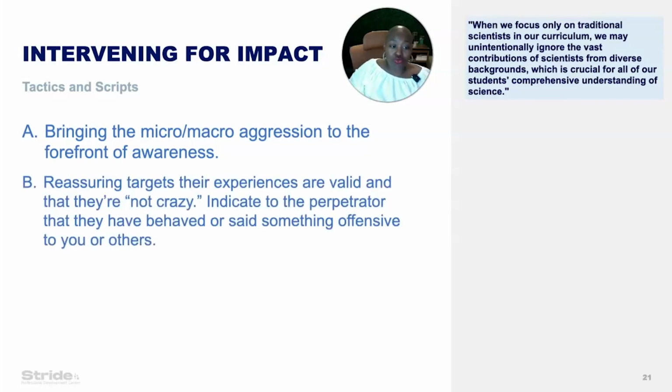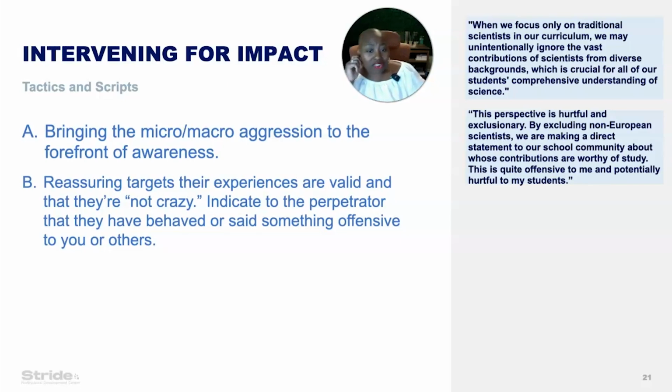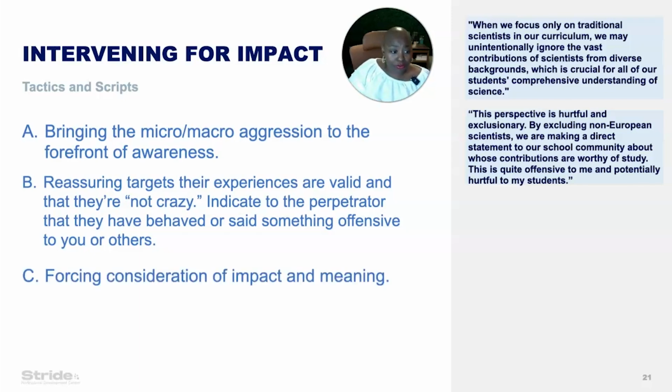So the next thing that she can do is reassure the targets that their experiences are valid and that they're not crazy. So she can name it. This is hurtful. It's exclusionary. And by excluding non-European scientists, we're making a direct statement to our community about who is worthy of study. And she can directly name what is happening and name the harm, even if it's having a conversation with her peers about her not agreeing. So being able to explicitly name the harm and reassure people like, no, I'm offended by this too. Like, it hurts us all when we exclude certain cultures.